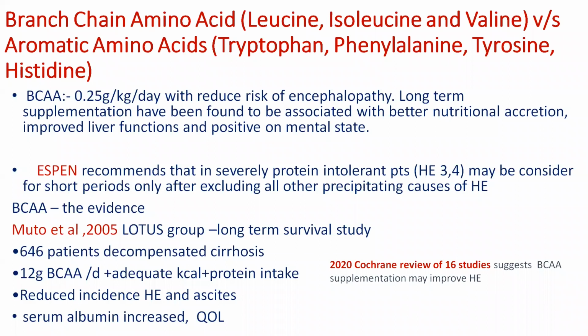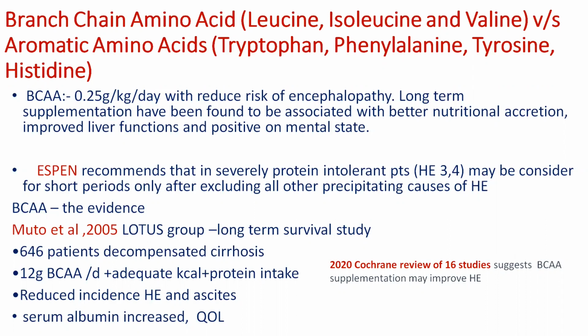Branch chain amino acid. Once we are talking about the protein part, we should focus on amino acid, aromatic amino acid and branch chain amino acid for the decompensated patient. Branch chain amino acid should be supplied up to 0.25 gram per kg per day with reduced risk of encephalopathy. Long-term supplementation has been found to be associated with better nutritional acceleration, improved liver function and positive mental health. So the protein whichever we are providing should not be less than 1.5.